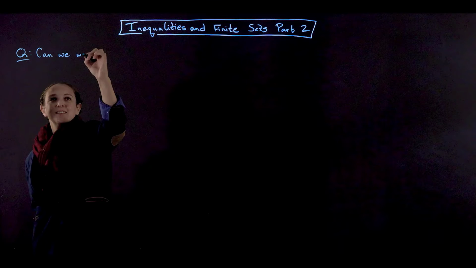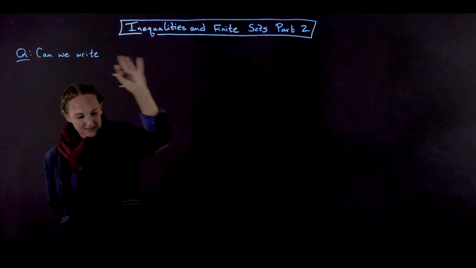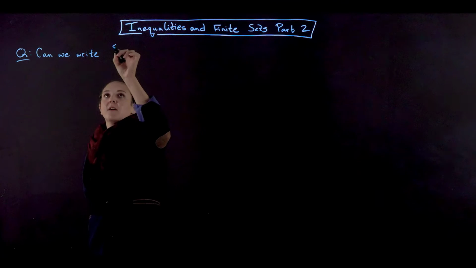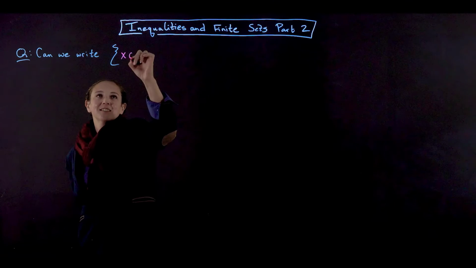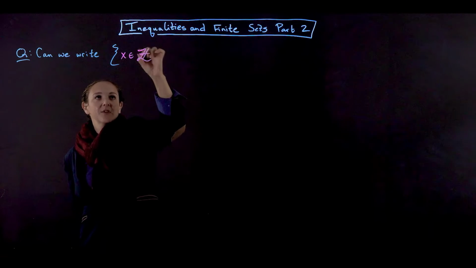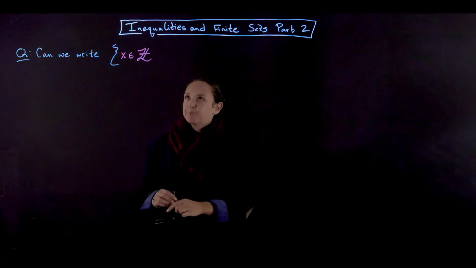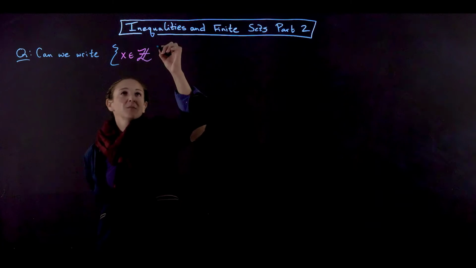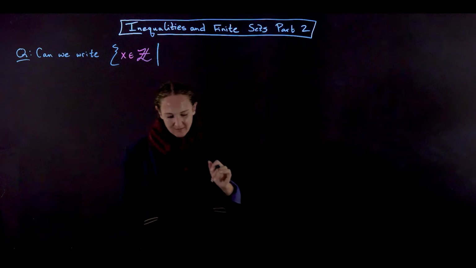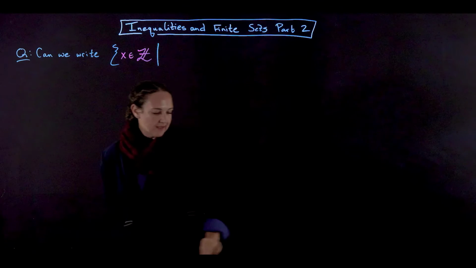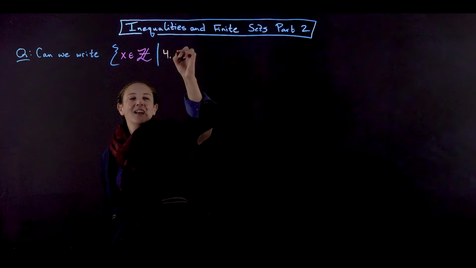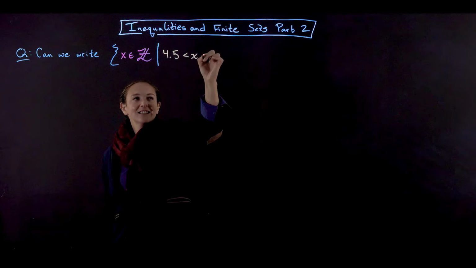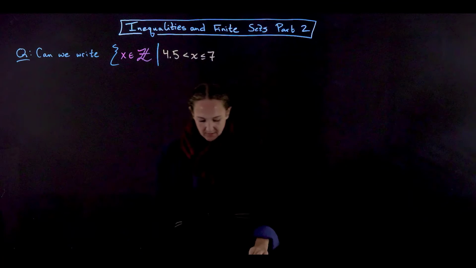So we want to look at the set of all x. Again, this means I'm just looking at integers when I say the set of all x. Remember, this funny Z means the integers, and this means in. So I'm looking at all integers that satisfy 4.5 is less than x, is less than or equal to 7.